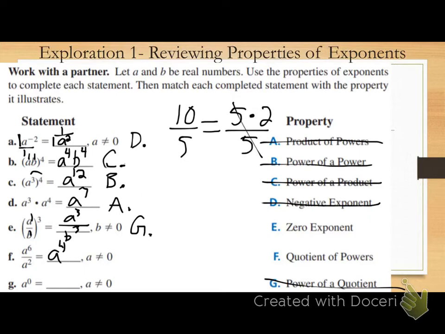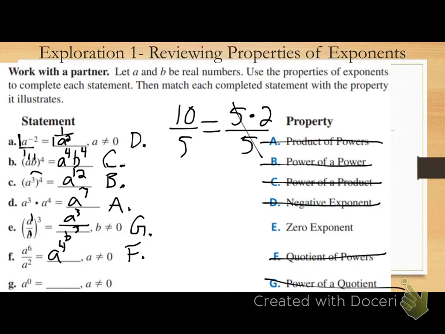What property would this be? Quotient of powers. We've got two powers being divided. It's a quotient problem with powers in it, so it's quotient of powers. You okay with that? G. Okay so far, better than we expected. Last one is E.